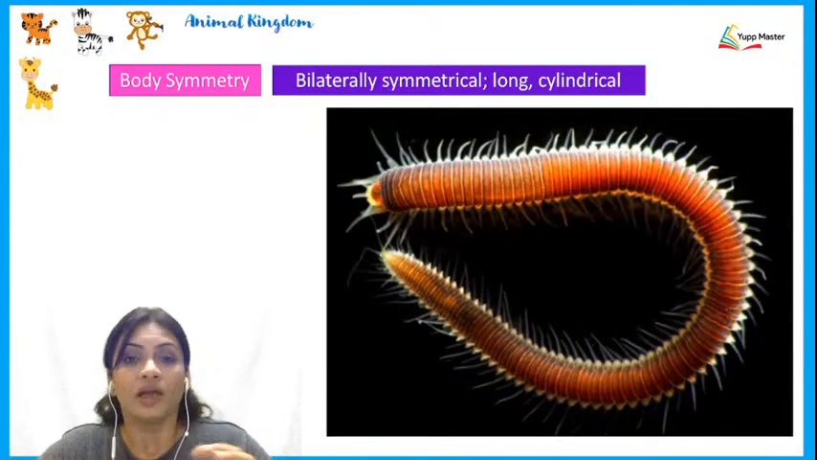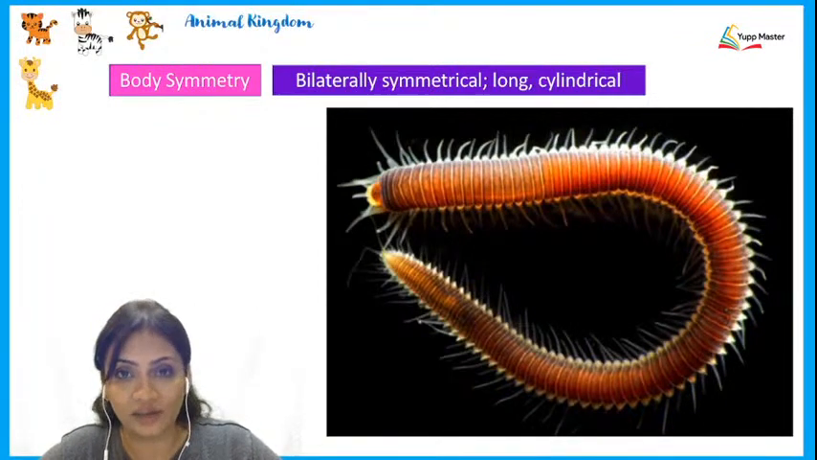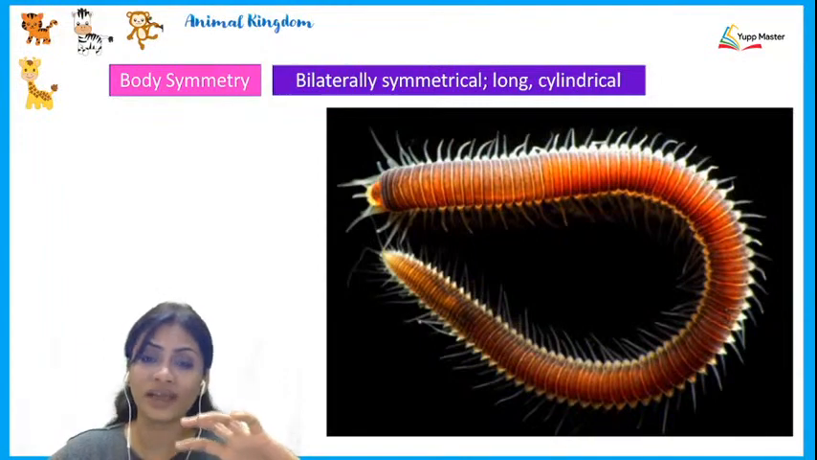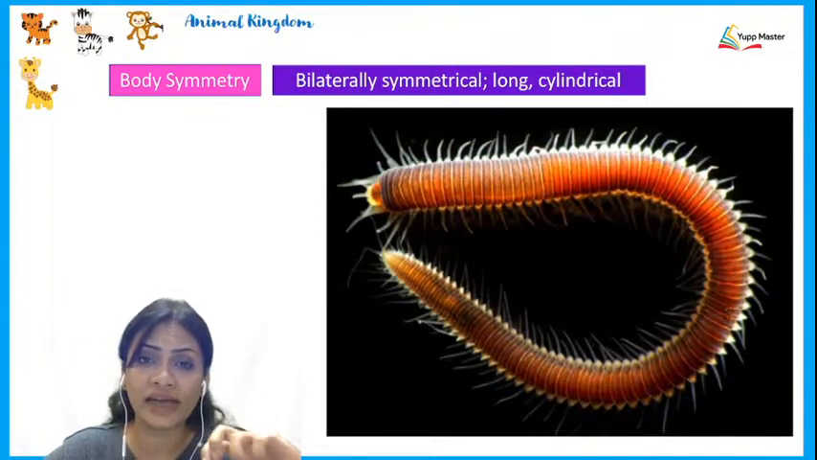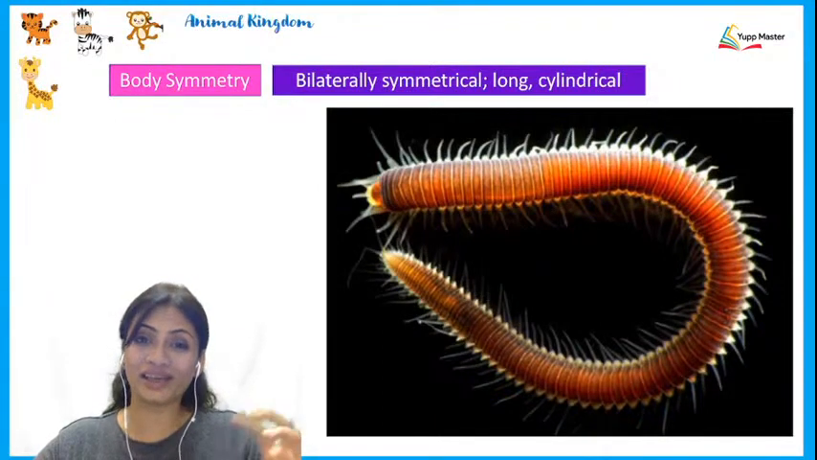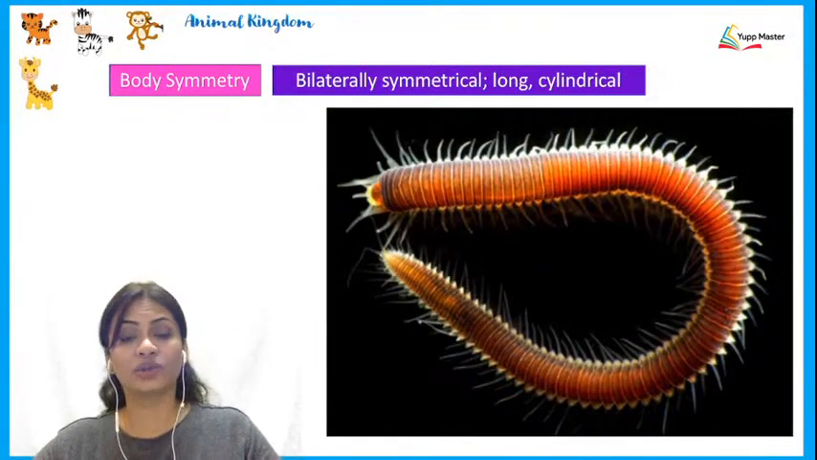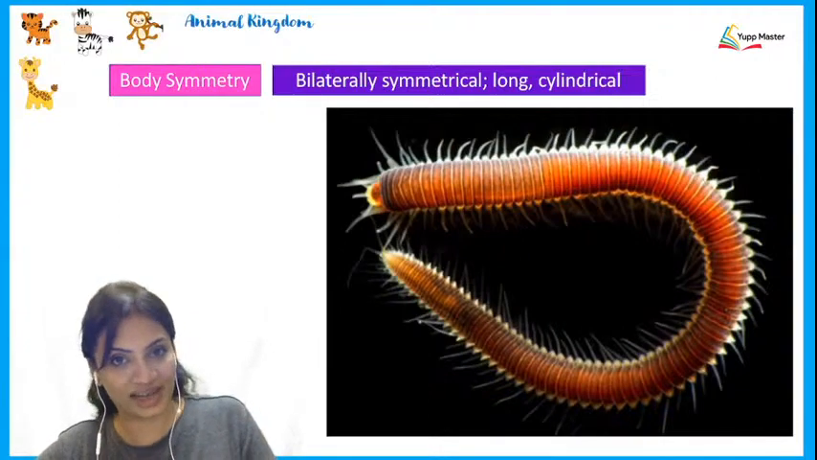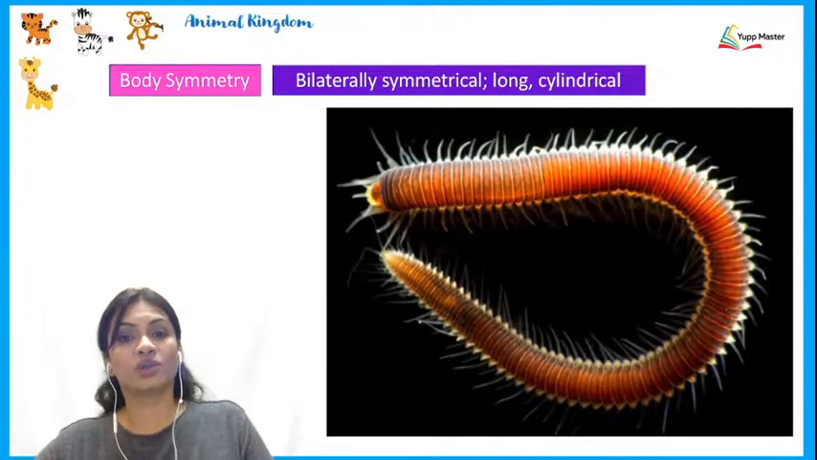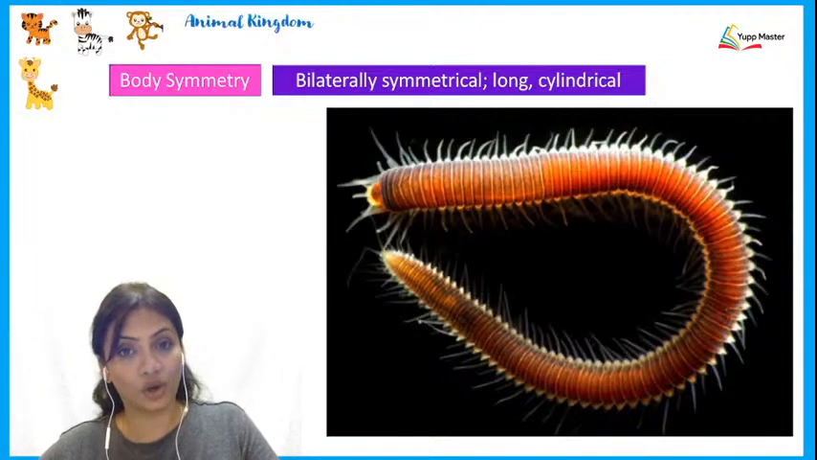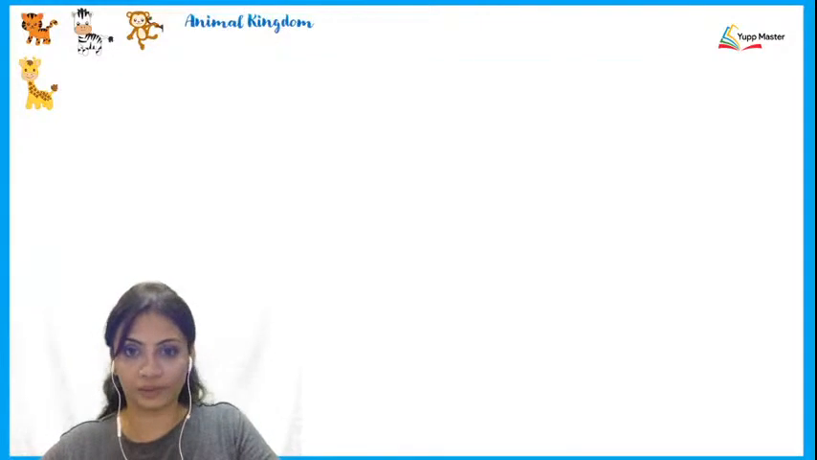Why is that? Generally, the animals with bilateral symmetry have in their head region either a brain or a set of ganglia. So that's what makes these animals more advanced than those which have radial symmetry. So these animals of the annelids are bilaterally symmetrical, they are long and they have a cylindrical body.